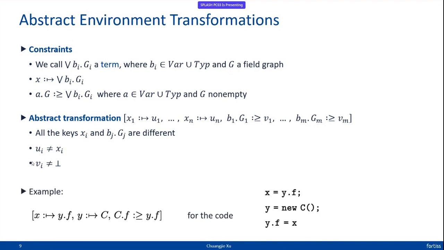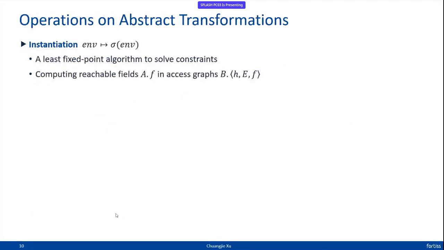Okay, so this is the example we had before. If we look at the constraints here, the first one says that x should have the type y.f, and y should have the type c, and then c.f should have a type greater than y.f. Here you can see that some substitution was performed: in the code it is y.f, but in the transformation it becomes c.f. So we are going to define some operations to perform such things.